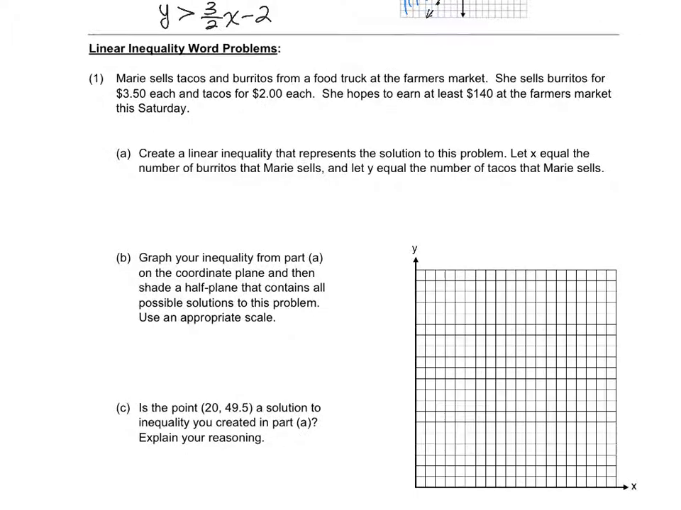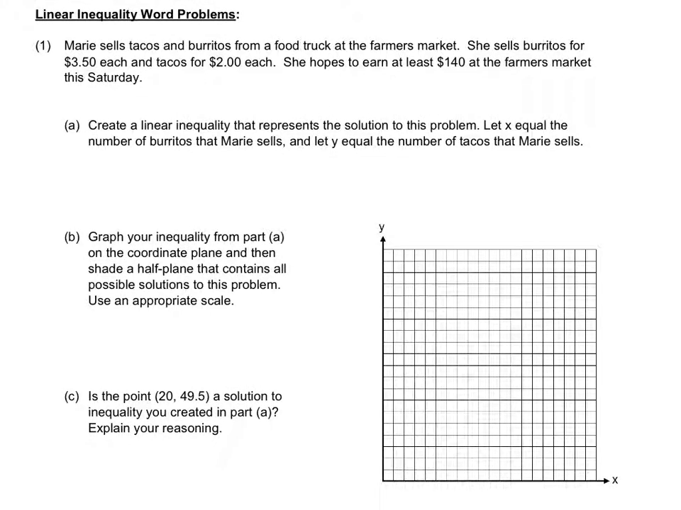All right, now the linear inequality word problem. Marie sells tacos and burritos from a food truck at the farmer's market. She sells burritos for $3.50 each and tacos for $2 each. She hopes to earn at least $140 at the farmer's market. She wants to make a killing at this farmer's market. Create a linear inequality that represents the solution to this problem.